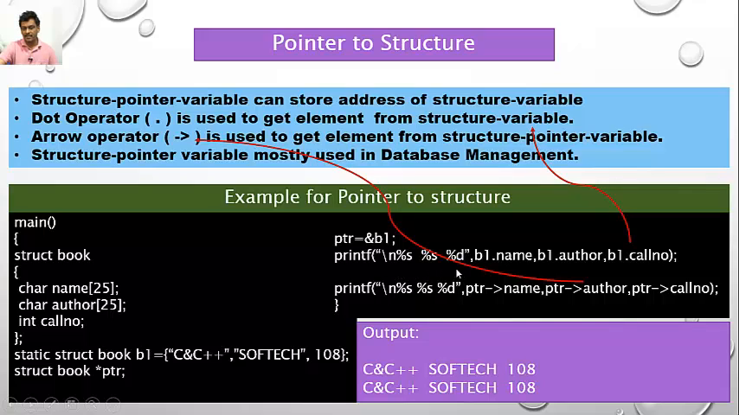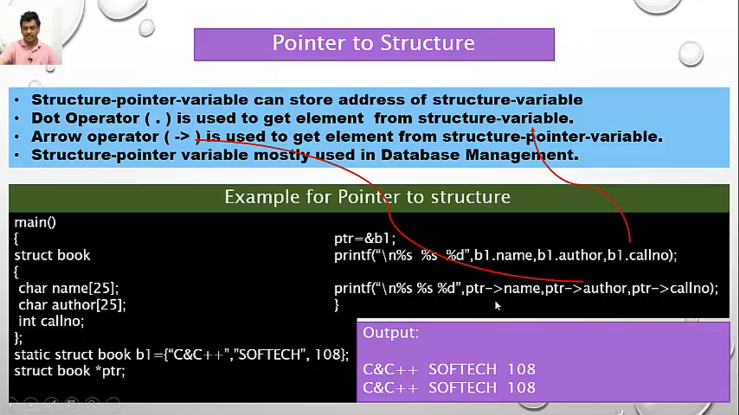Backslash n percentage d B1 dot name, because B1 is a structure variable. If we want to extract the elements from a structure variable, we use the dot operator. B1 dot name, B1 dot author, B1 dot call number. So this is a structure variable, and here we use the dot operator.